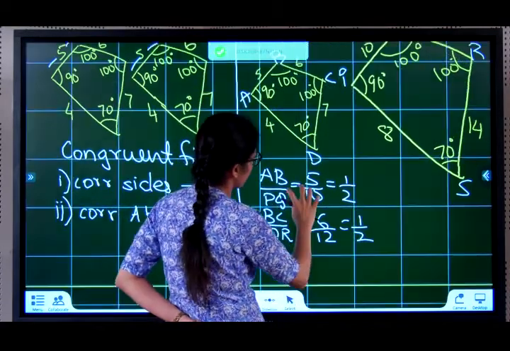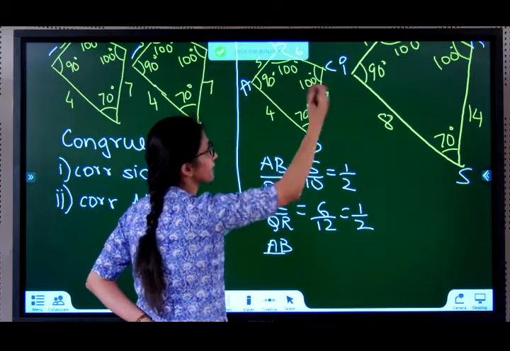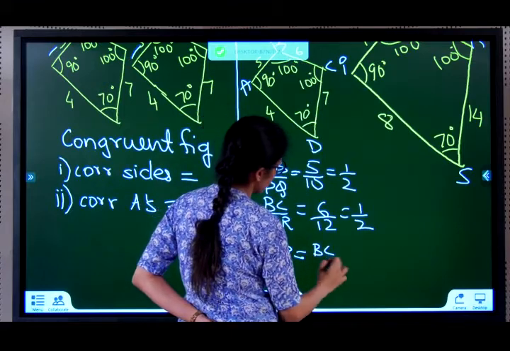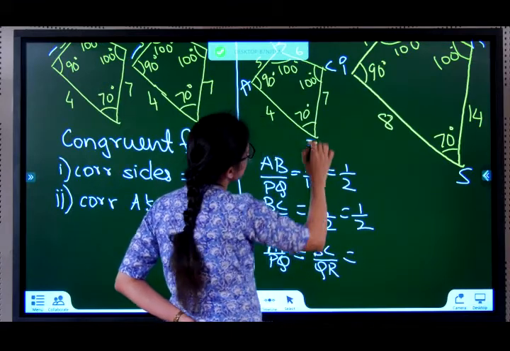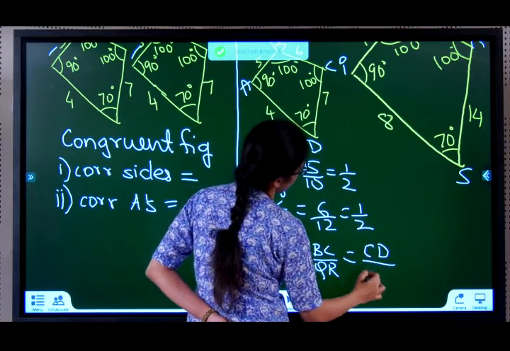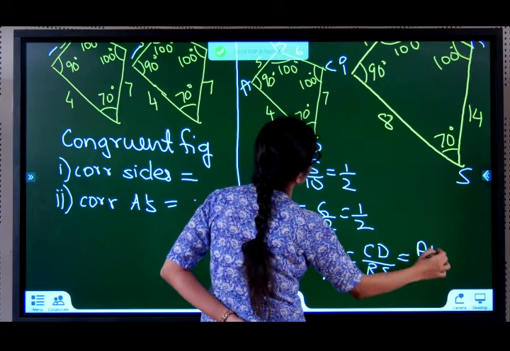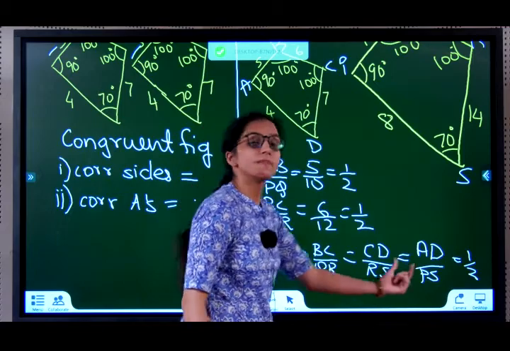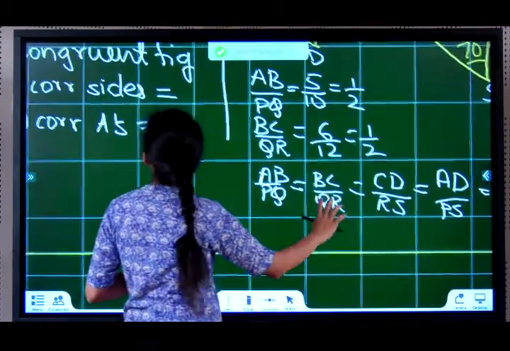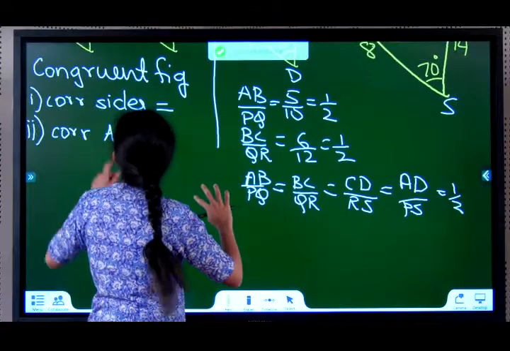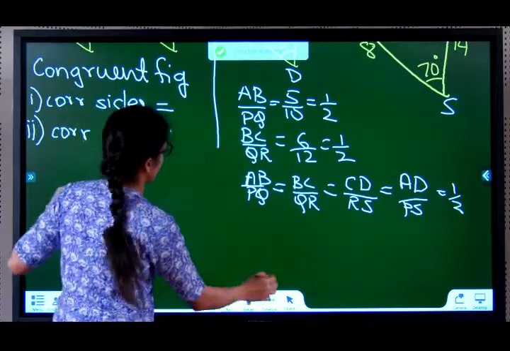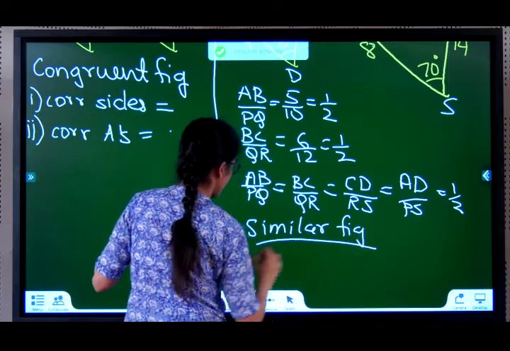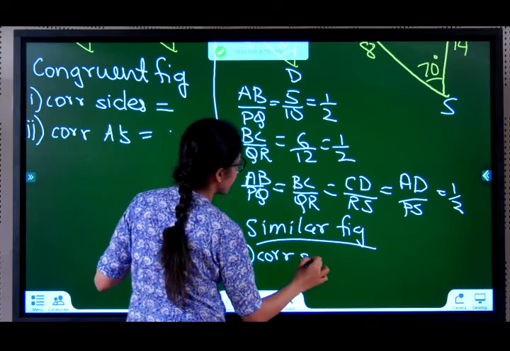The point to note in this question is AB by the corresponding side PQ is equal to BC by the corresponding side QR is equal to CD by the corresponding side RS is equal to AD by its corresponding side PS. All of them are 1 by 2. So, I can say the sides are proportional. Like here we said for congruent figures, corresponding sides are equal. For similar figures, what can we say? Corresponding sides are proportional.